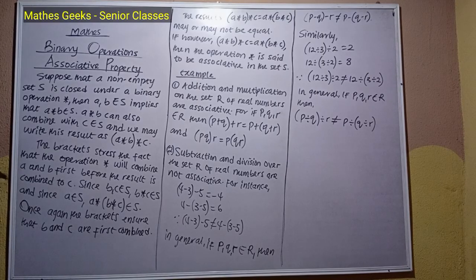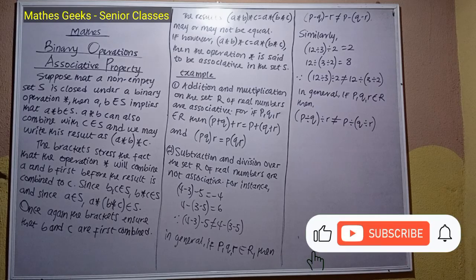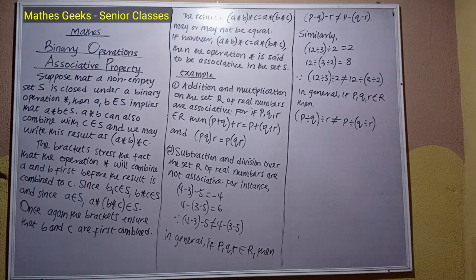Binary operations, associative property. Suppose that a non-empty set S is closed under a binary operation star. Then A and B, elements or members of S, implies that A star B is a member of S. A star B can also combine with C, which is a member of S, and we may write this result as (A star B) star C.